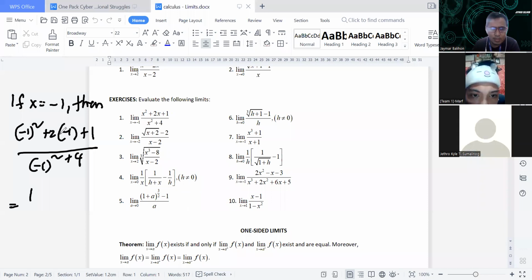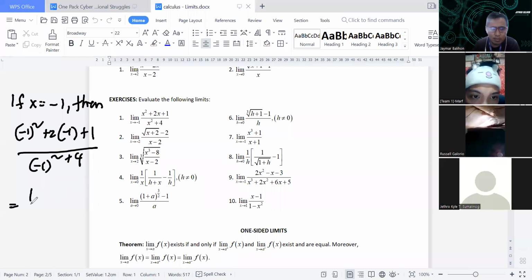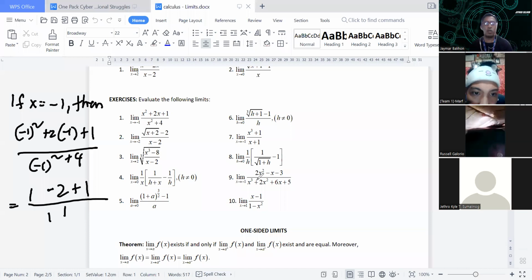Marv, next. What's the answer here, Marv? Positive 2 times negative 1 equals negative 2. Very good. Negative 2 then plus 1. 1 all over negative 1 squared is equivalent to 1. Okay, 1 plus 4. Okay. So here, if you look at it, the answer will be 2 minus 2 is 0.